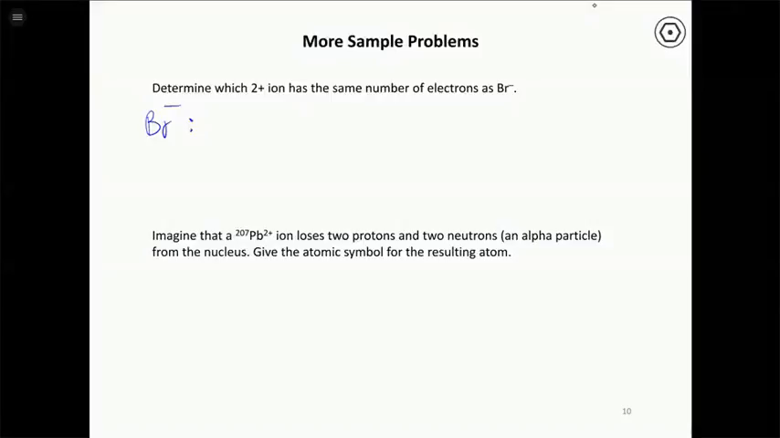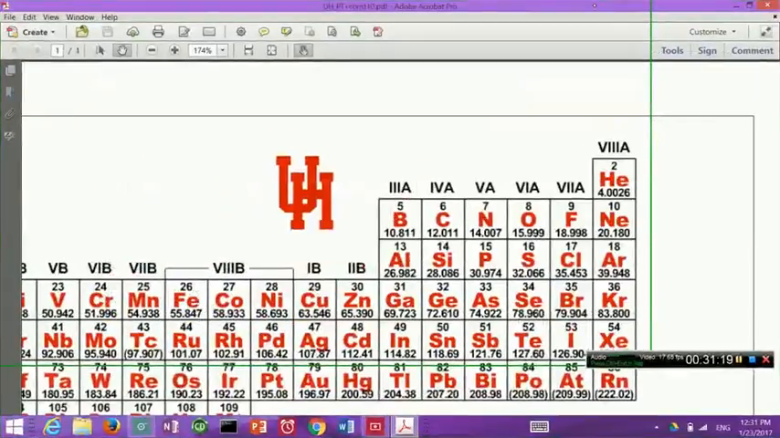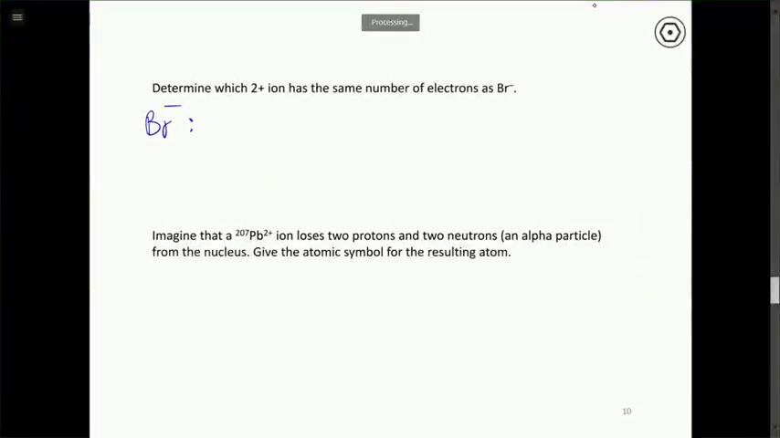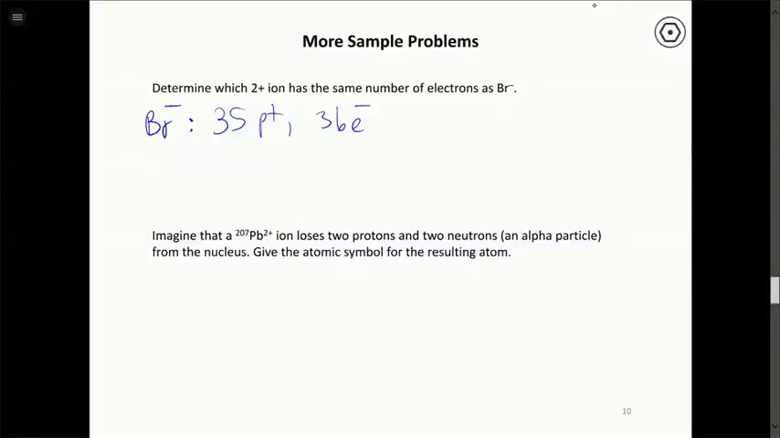So we have Br-. We know there's 1 extra electron, but we don't know how many protons there are. So if we go to the periodic table, and this is something we should become very familiar with, we find Br on the periodic table, and this number right above it, 35, tells us that there are 35 protons in the nucleus. So we go back here, we have 35 protons. We have 1 extra electron, so we have 36 electrons.